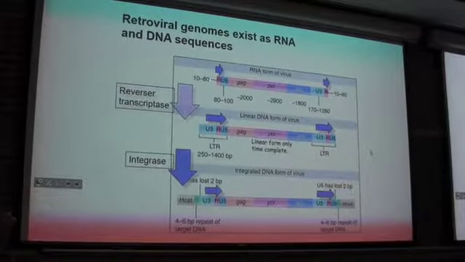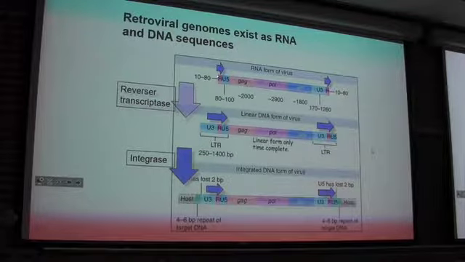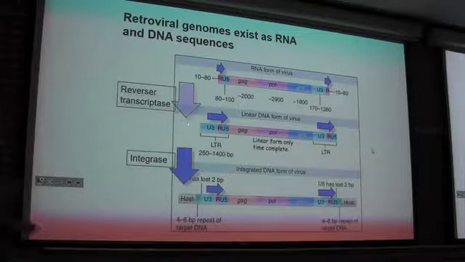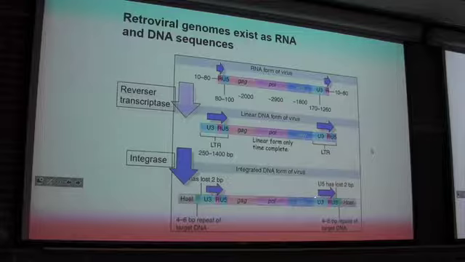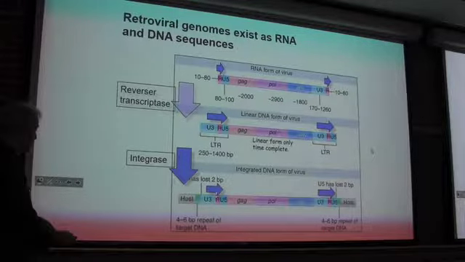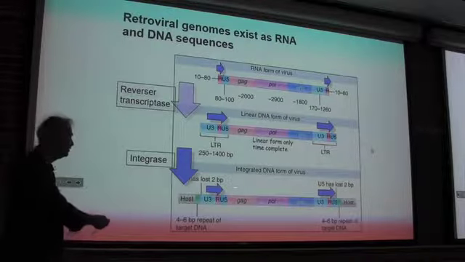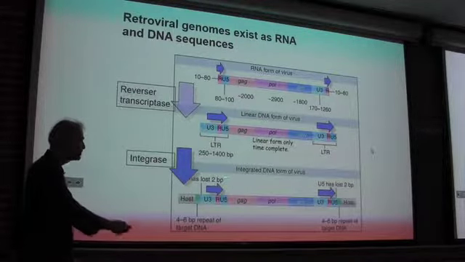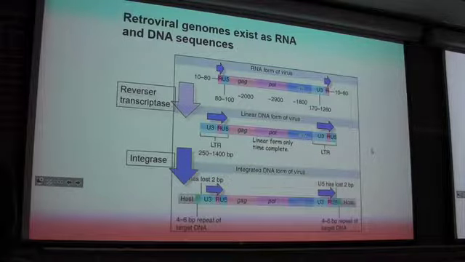In the RNA form, on the left side you're missing U3. On the right side you're missing U5. Notice you regenerate the full virus in the linear form: U3, R, U5, U3, R, U5. When it integrates, it's U3, R, U5, U3, R, U5. It's there, except you're missing 2 base pairs on each end.